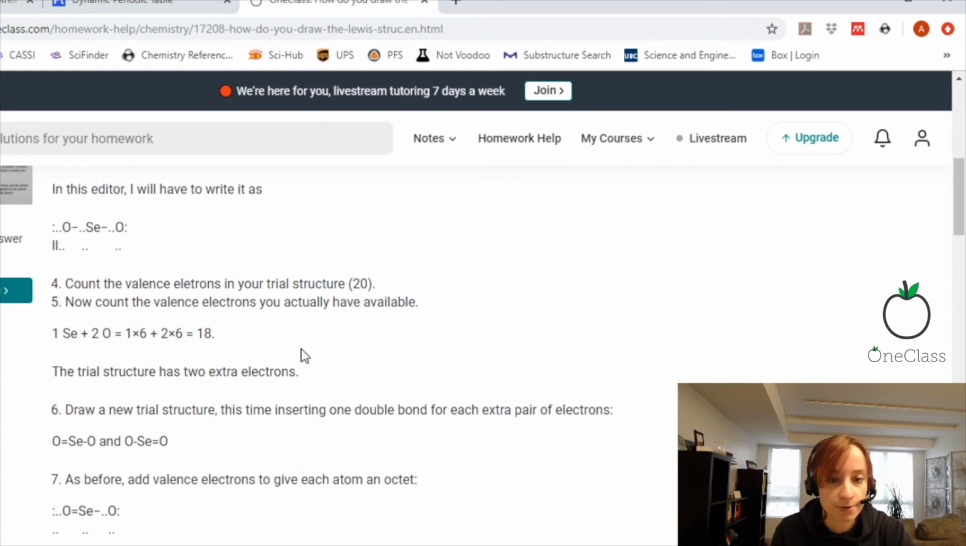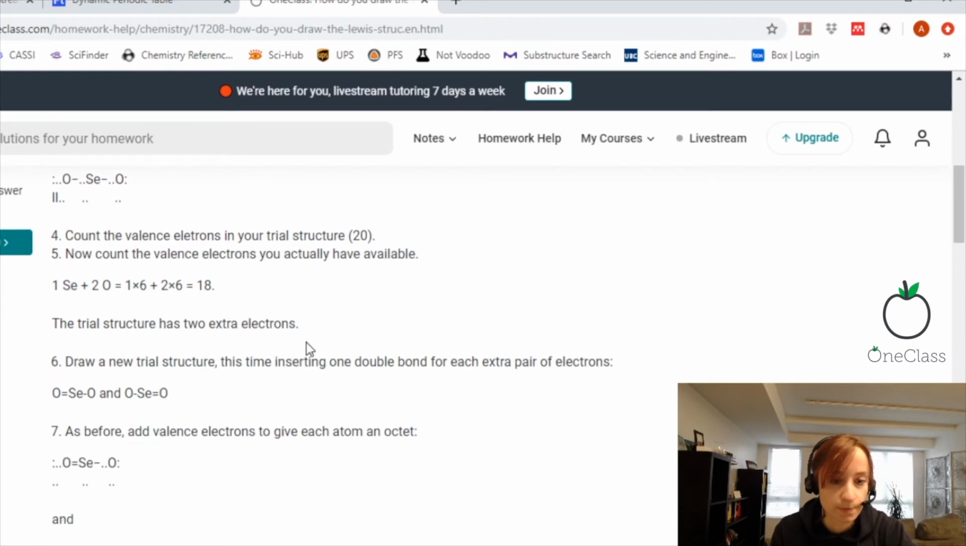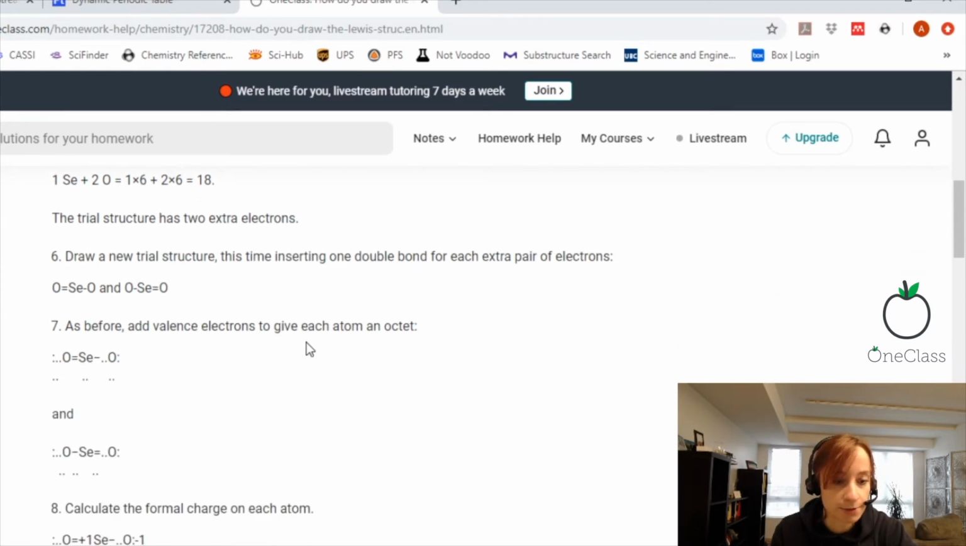You will need to count the valence electrons that you have in total. SeO2, selenium dioxide, has 18 valence electrons. So you need to make sure that there are no more than 18 valence electrons in your Lewis structure. So you can rearrange your structure a little bit more, trying to keep everything to have an octet.